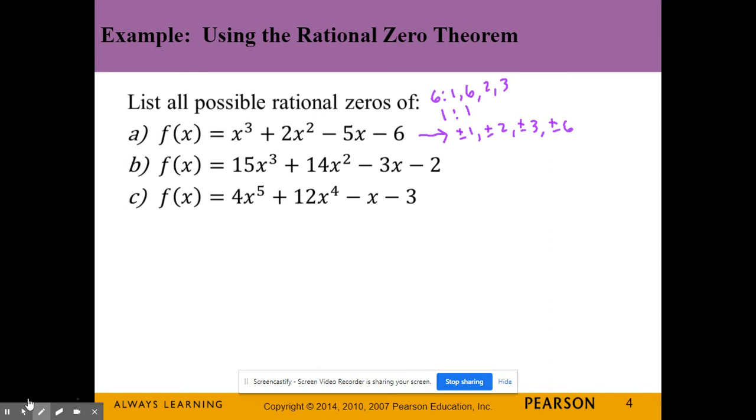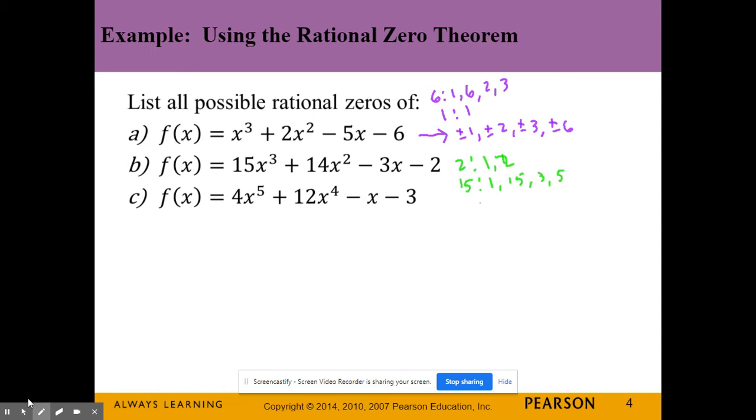Part B is a little trickier because the Q value is 15, so that actually has some factors. So let's take a look at that one, and then I'll let you guys try C on your own. So let's look at 2 first. Factors of 2 are just 1 and 2, right? For 15, you've got 1 and 15, 3 and 5. That's it, right? So it's all the factors of 1 and 2 divided by all the factors of 15.